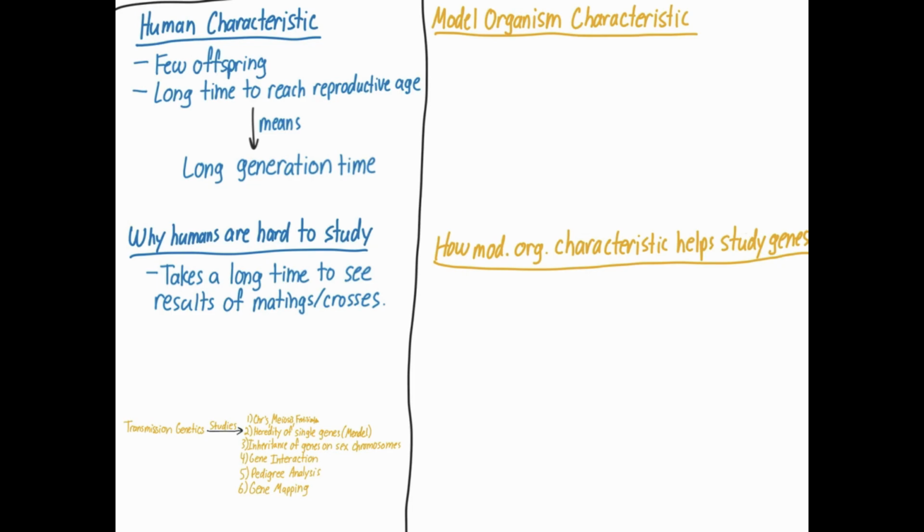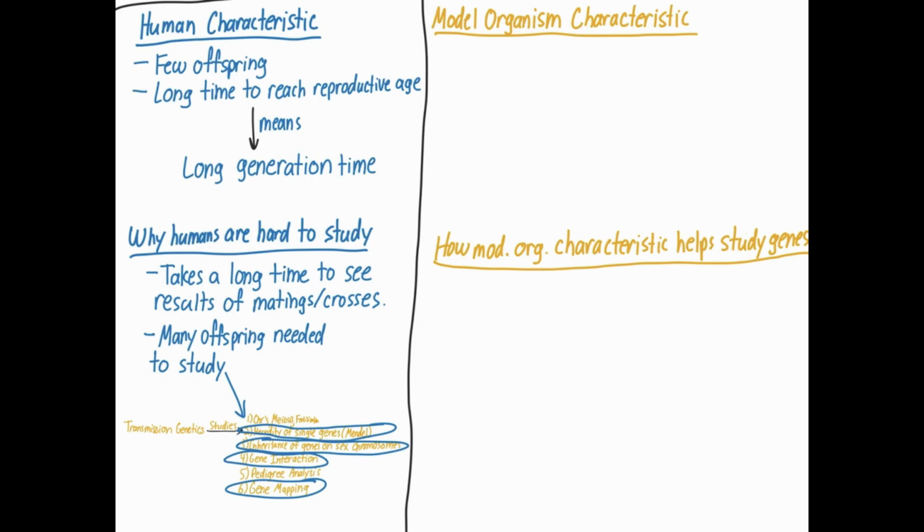Many applications of transmission genetics that we've gone over before require that many offspring are produced from a single mating or from the same parents. Even if we could force people to mate and reproduce their entire reproductive lives, and again, not okay to do this, they would likely only produce 15 to 20 offspring, and this isn't even enough for most of these applications.